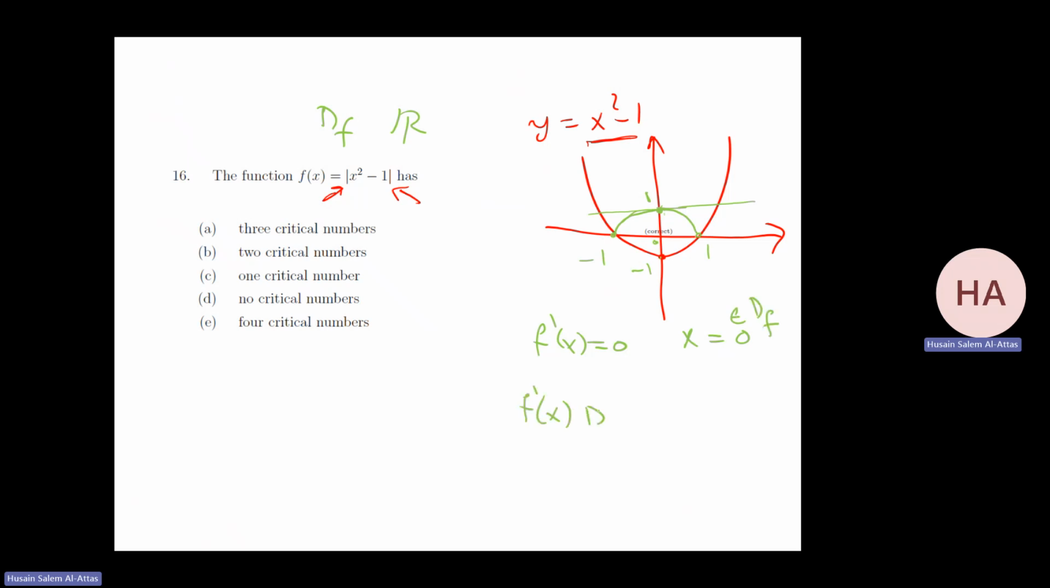f prime does not exist at 1 and minus 1. So x equals minus 1, x equals 1. Is that in the domain of f? Yes. Is that in the domain of f? Yes. So how many critical numbers do we have? We have 3 critical numbers: x equals 0, x equals minus 1, x equals 1. So we have 3 critical numbers from the graph. I think the easiest way to do it is through the graph.